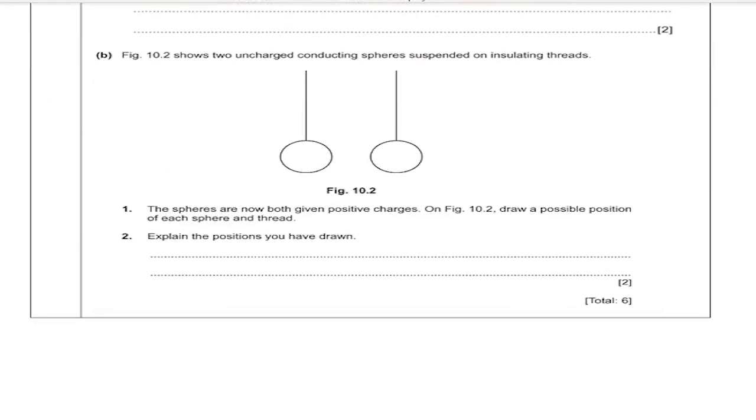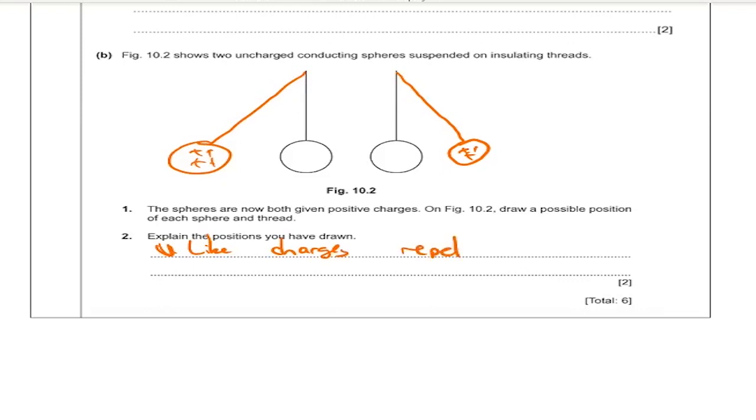Figure 10.2 shows two uncharged conducting spheres suspended on insulating threads. The spheres are now given positive charges. Draw a possible position of each sphere and thread. So again, I was a little bit lenient sometimes, but what I was looking for was the two objects moving apart from each other. And the reason for that is, like charges repel. And because both of them have positive charge, they're going to repel each other.